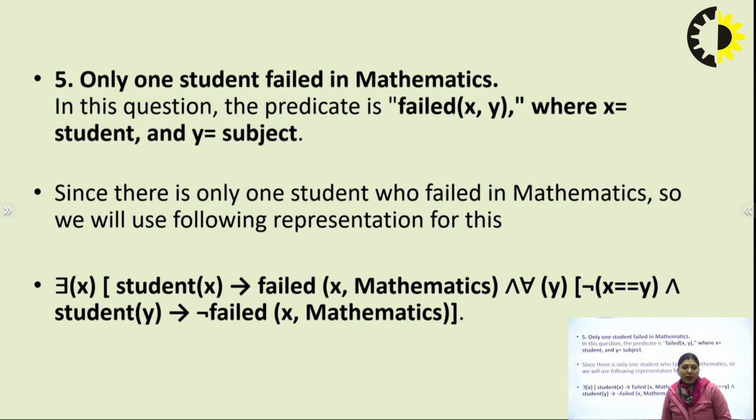One more example we are discussing. Only one student failed in mathematics. In this question the predicate is failed x comma y. x क्या है यहाँ पे आपका स्टूडेंट है, y क्या है आपका सब्जेक्ट है, यानी कि मैथमेटिक्स की बात करें, दो चीजें आपके इसके अंदर आ गई हैं. So there is only one student who failed in mathematics, so we can have the simple representation for this. हम कुछ की बात कर रहे हैं, at least one की बात कर रहे हैं.